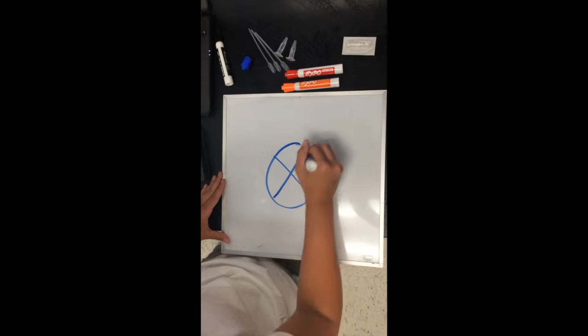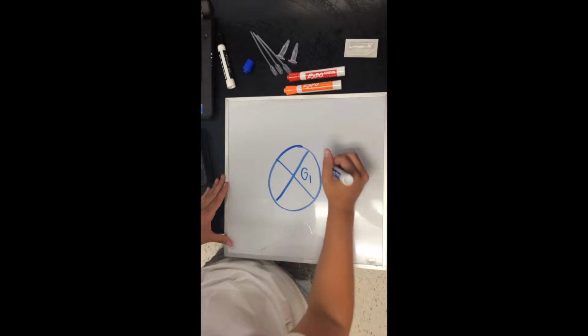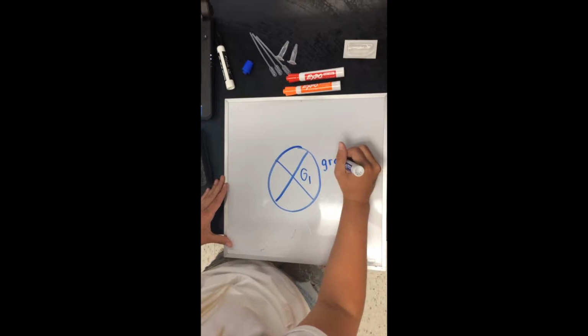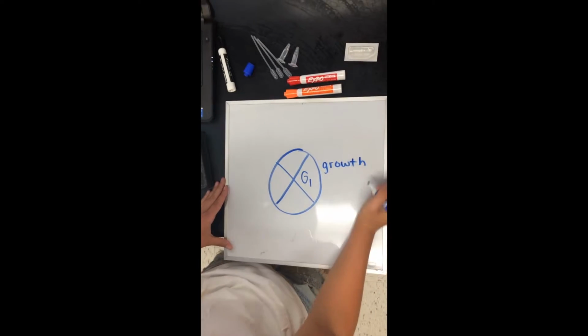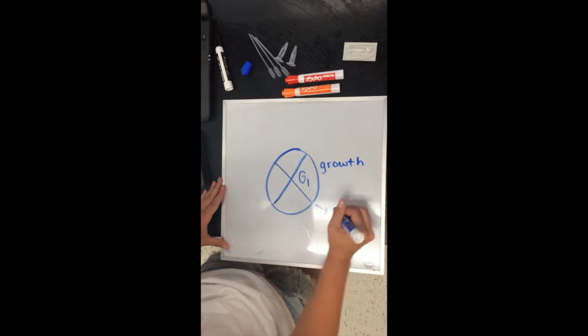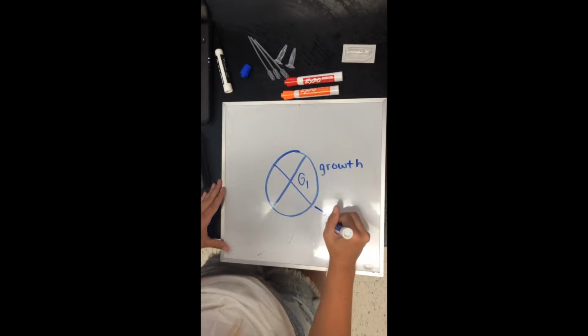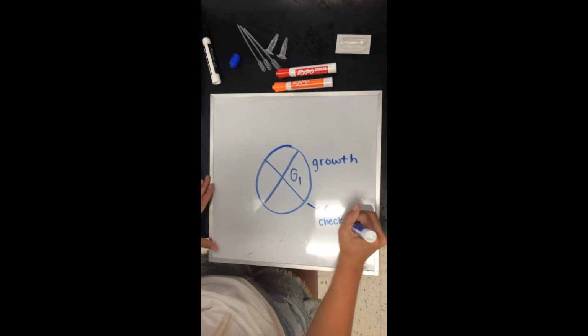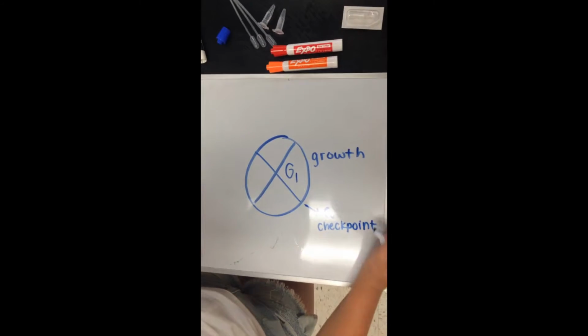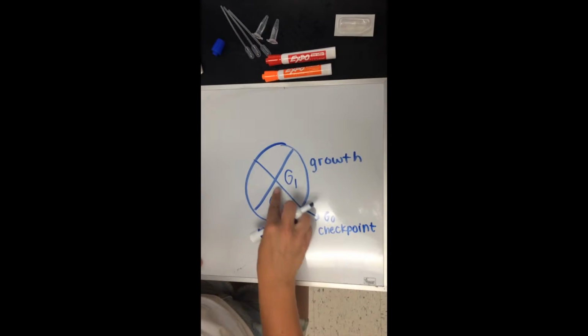Most of a cell's time is spent in interphase. In interphase, there are three stages. It's G1, S, and G2. In interphase, there are also checkpoints that check and make sure the cell cycle is occurring properly. Checkpoints are controlled by cyclins and cyclin-dependent protein kinases. Cyclins bind to CDKs to activate them.